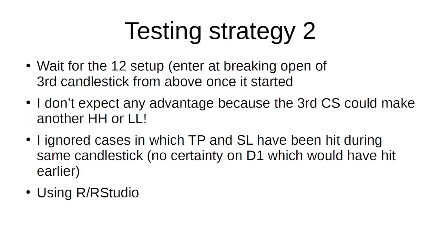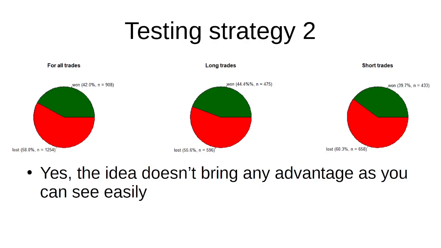I also ignored cases in which the take profit and the stop loss could have happened on the same candlestick. So for instance on the fifth candlestick, because I had no idea which had been hit first in that candlestick, since I was only looking at daily candlesticks, whether it would have first hit the take profit or the stop loss. And you guessed it? Due to this strategy, I already expected that I won't win more on average than I would lose. And this is also what you can see here.